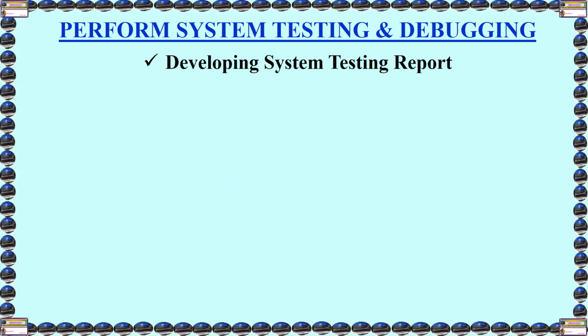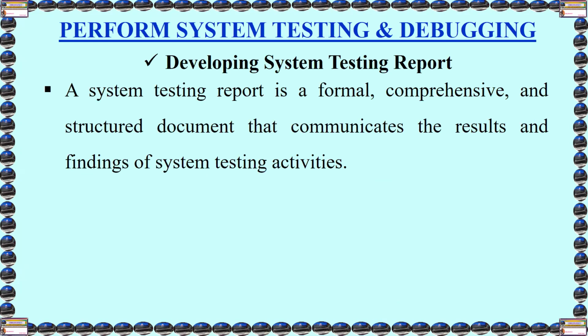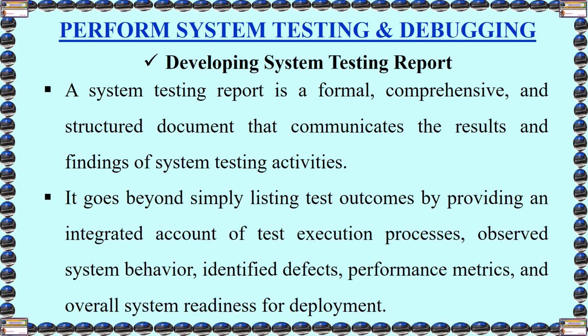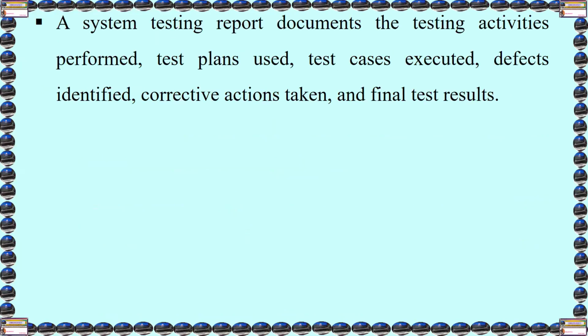This is a continuation of the topic titled Perform System Testing and Debugging. So, what does developing a system testing report entail? A system testing report is a formal, comprehensive, and structured document that communicates the results and findings of system testing activities. It goes beyond simply listing test outcomes by providing an integrated account of test execution processes, observed system behavior, identified defects, performance metrics, and overall system readiness for deployment.